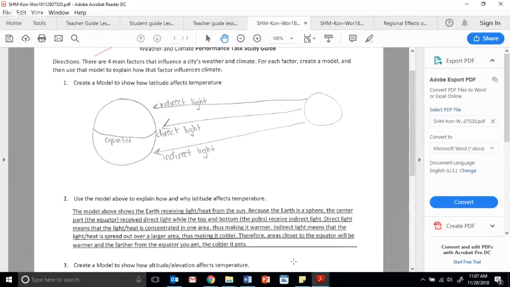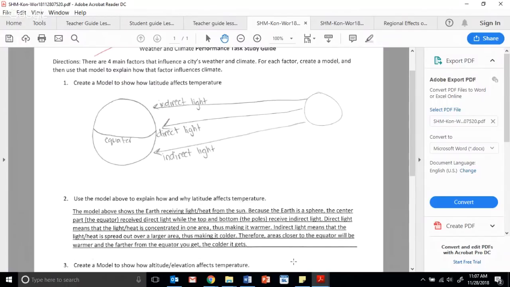So right here, I explain what direct light means. Direct light means that the light/heat is concentrated in one area, thus making it warmer. So here I'm explaining that the equator is warmer, and I'm also explaining why the equator is warmer. The equator is warmer because it is receiving direct light from the sun. Indirect light means that light/heat is spread out over a larger area, thus making it colder. Okay, so I've said already that the poles are receiving indirect light. So in that sentence, I'm saying indirect light means that it's colder. So I'm explaining why it's colder at the poles.